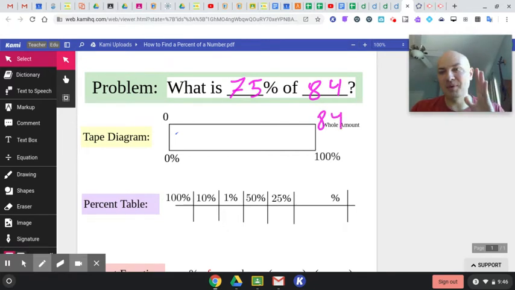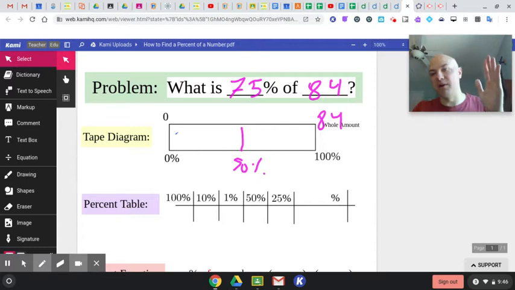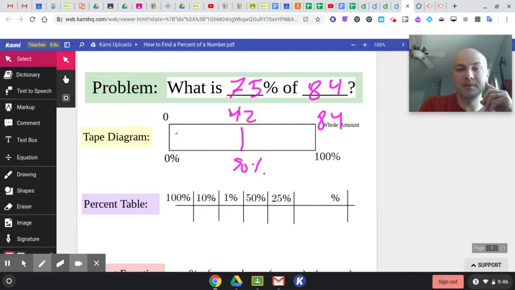And a couple things we know about 75% is it should ring a bell. Well, we know 50% is in the middle, right? 50% is halfway to 100%. So it's half as much. So half of 84 would be 42. Half of 80 is 40. Half of 4 is 2. And we know 25% is half of 50, so half of 42 is 21.